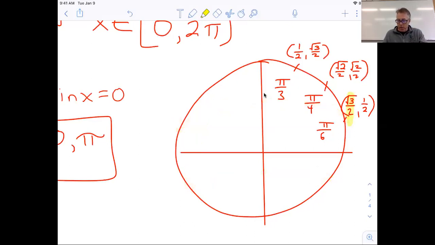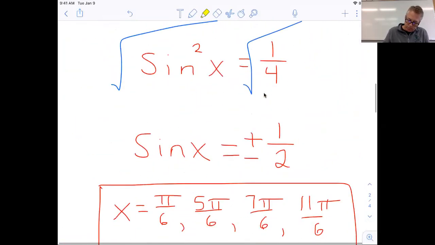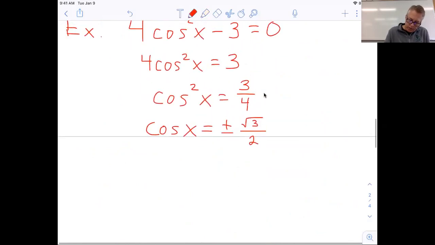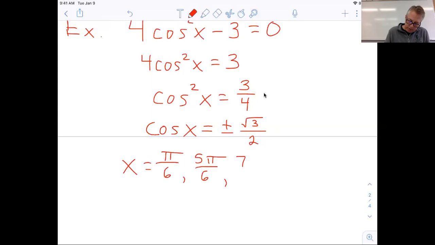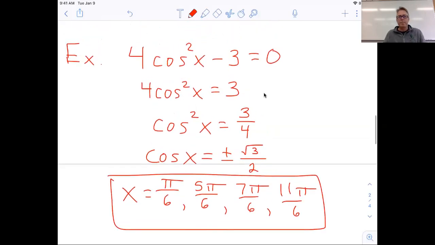So we have, again, 4 answers. We have pi over 6, 5 pi over 6, 7 pi over 6, and 11 pi over 6. Those are our 4 answers for that problem. So our x values are pi over 6, 5 pi over 6, 7 pi over 6, and 11 pi over 6. All right, any questions on that one?